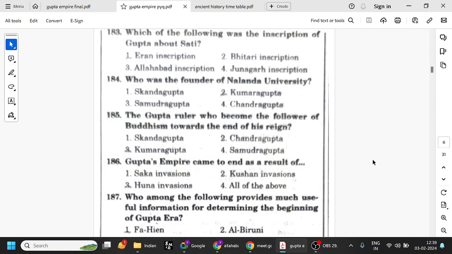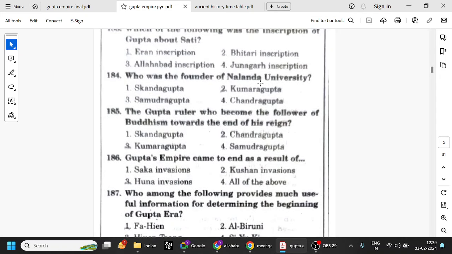Skandagupta is the last. So again, I said Kumaragupta, first and foremost, Nalanda University. You have to remember, Kumaragupta means Nalanda University, and he was the Gupta who became a follower of Buddhism. We have seen that Guptas are mostly Vaishnavites, the Hindu religion. But at the end, Kumaragupta followed Buddhism. Nalanda University is a prominently Buddhist university, because most of the Buddhist monks also visited Nalanda University. So Kumaragupta at the end took up Buddhism and is also famous for Nalanda University.